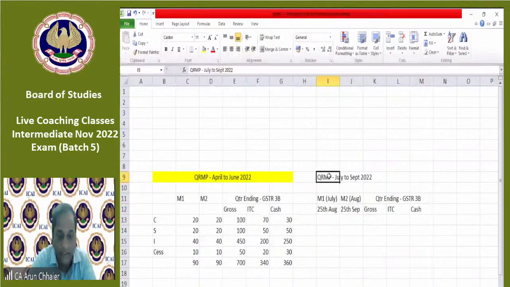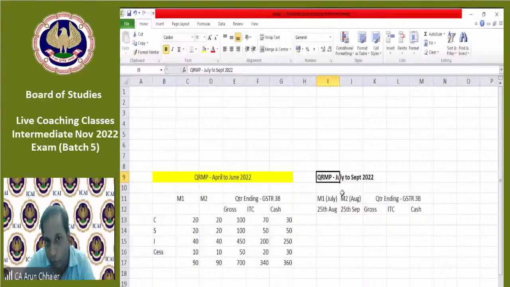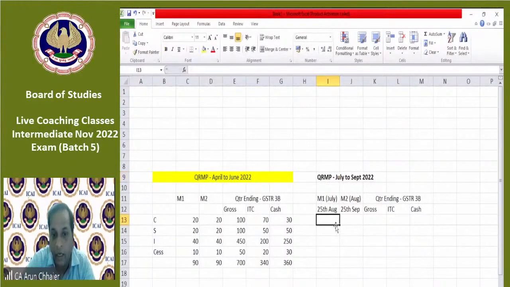Suppose I am opting for the QRMP scheme, and under this, suppose I am opting for the fixed sum method to pay the taxes. Please tell me how much amount I will pay for CGST under M1.